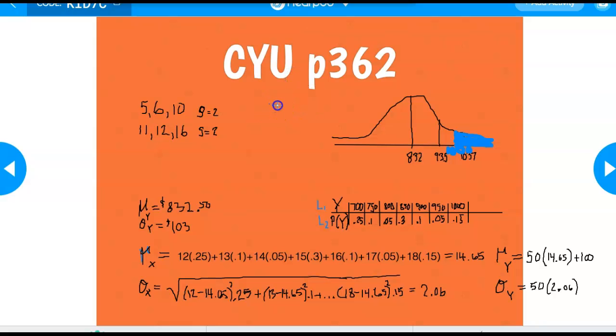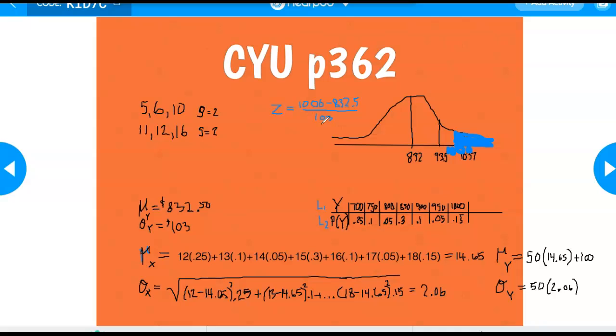So z equals, that's not a z. Need my other drawing tool. Z equals z-score. Take $1,000, subtract the mean, 832.5. This time I'll use 0.5. Divided by the standard deviation, which is about $103. That'll give us a z-score. So let's calculate that z-score.